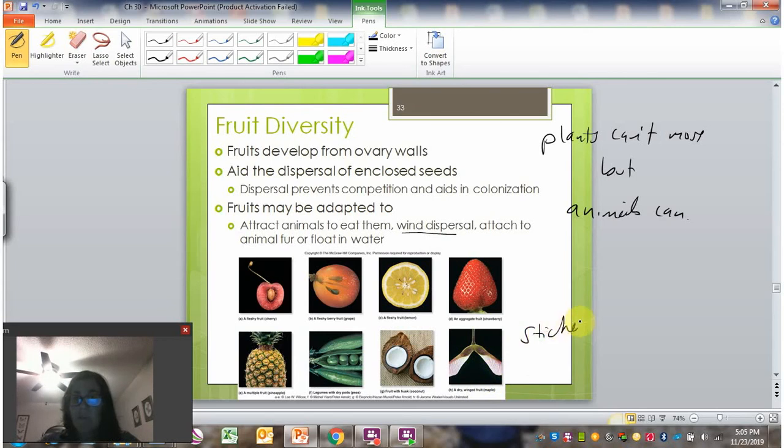Stickers and burrs, which there isn't a picture of here, but stickers and burrs are also the fruit of the plant. So instead of turning into a delicious thing, they turn into some kind of burr-like thing that will stick into the fur of an animal and take a ride.